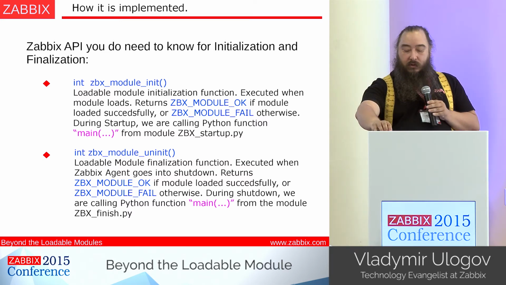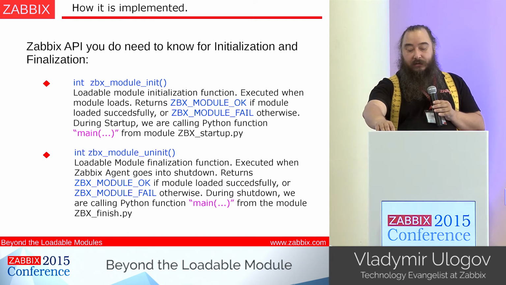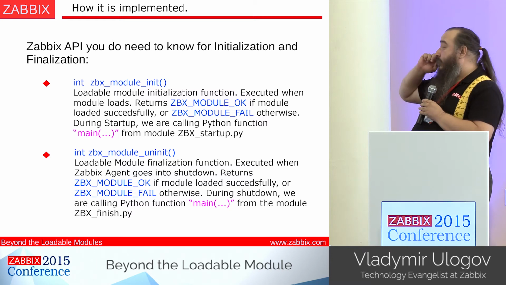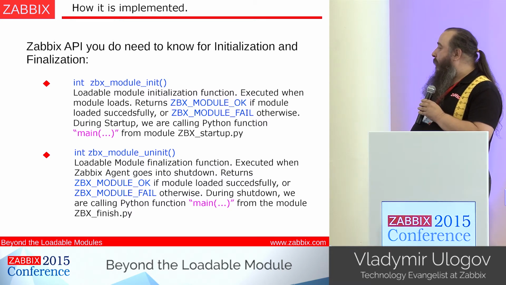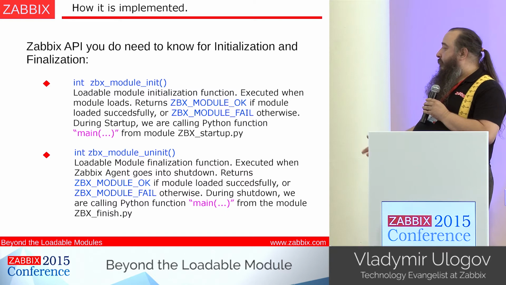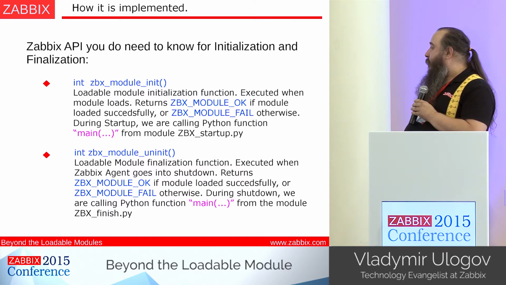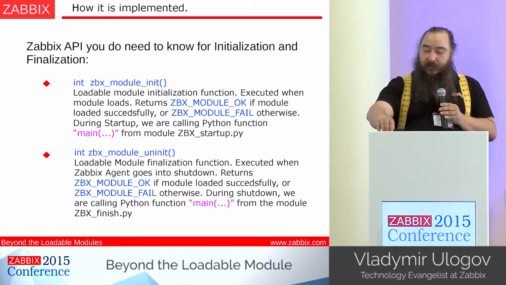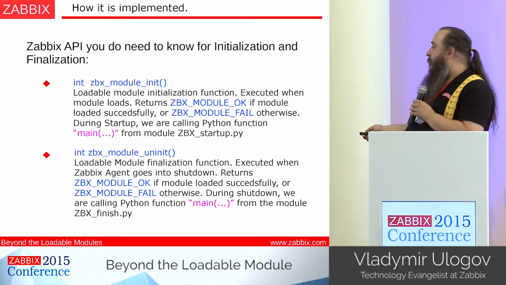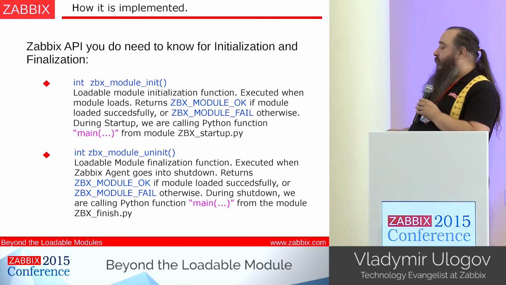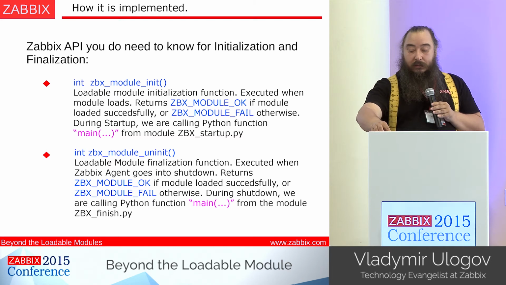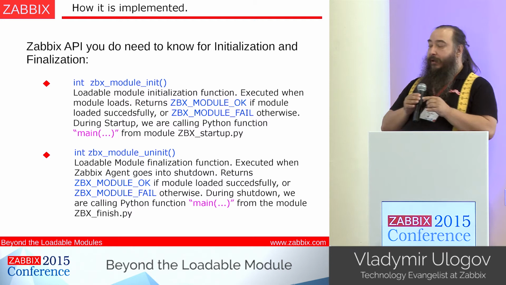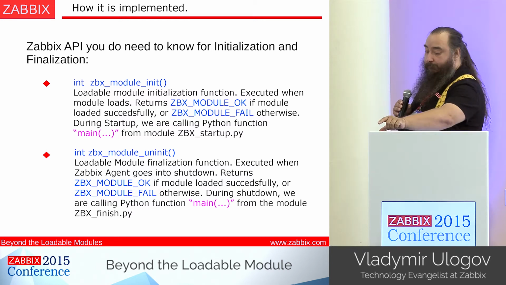It's called when the module is unloaded. Generally, that's if you stop your Zabbix agent or the server. Also, it returns Zabbix module OK or Zabbix module fail. And during the module shutdown, I'm calling function main from the module zabbix_finish.py. So all the Python side deinitialization code shall be going into that function.